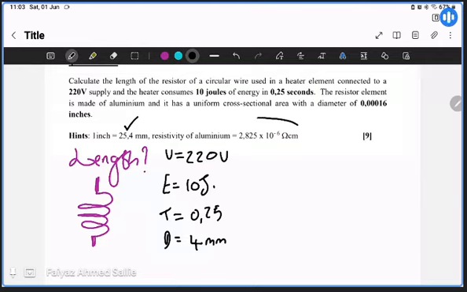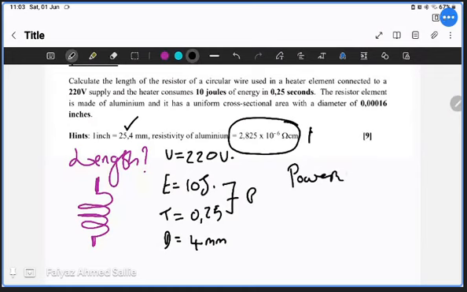Okay, so we know that this is the resistivity of aluminium, and the best way to solve this question would be to find the power, because we have energy and time. So we're going to find the power. So we know that the power is equal to energy over time.